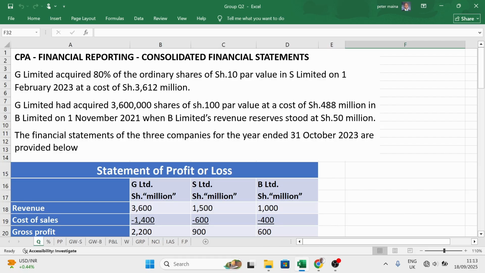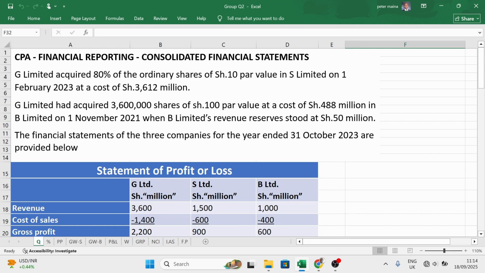So the question says, G Limited acquired 80% of the ordinary shares of 10 shillings par value in S Limited on 1st February 2023 at a cost of 3,612 million. And then G Limited had acquired 3.6 million shares of 100 shillings par value at a cost of 488 million in B Limited on 1st November 2021, when B Limited's revenue reserves stood at 50 million.